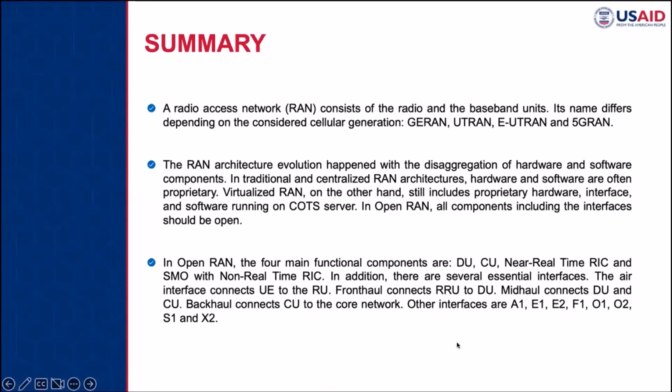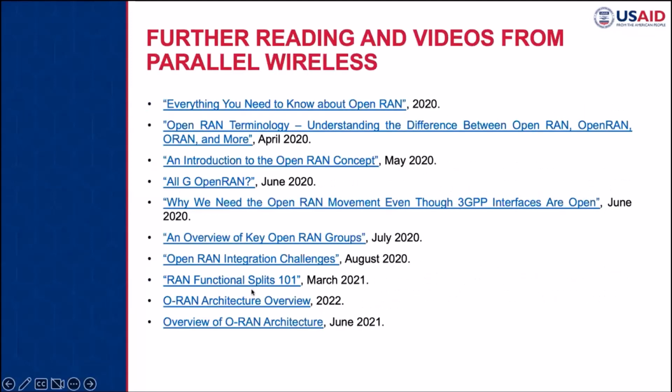Okay, there are also other interfaces, all of this, A1, E1, E2, F1, O1, O2, S1, X2, all of them were presented in the ORAN Alliance reference architecture. So the one with all the components and the interfaces. Okay, so that is all for this particular lecture. You can view or read more about this in the following readings or in the following videos as well. Okay, thank you for listening.